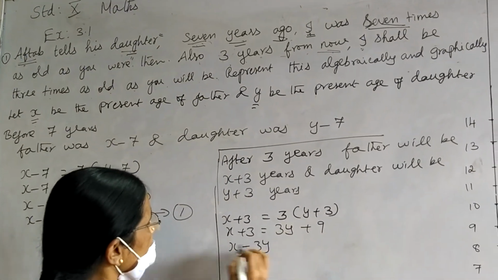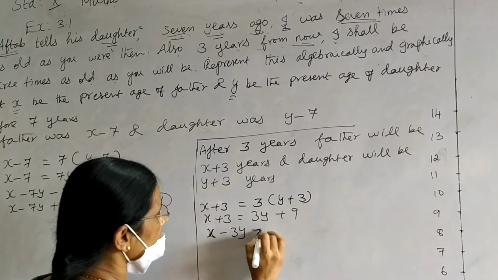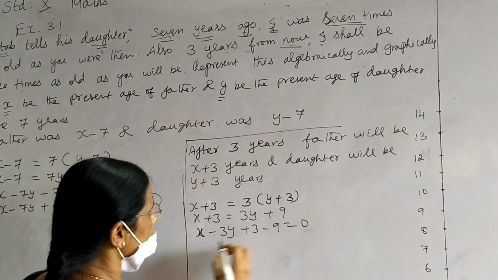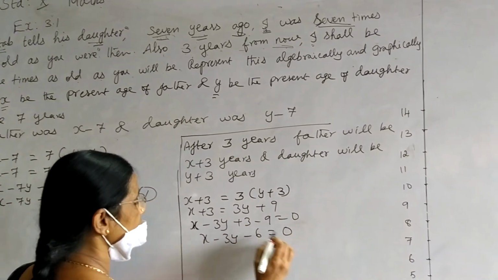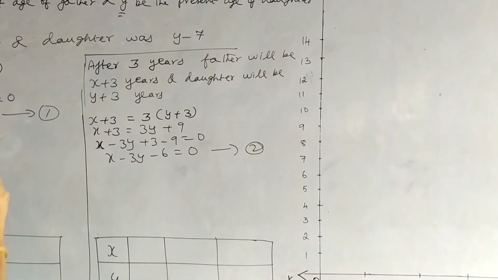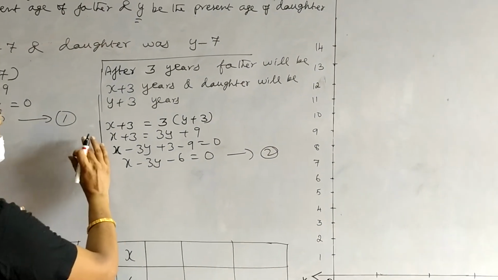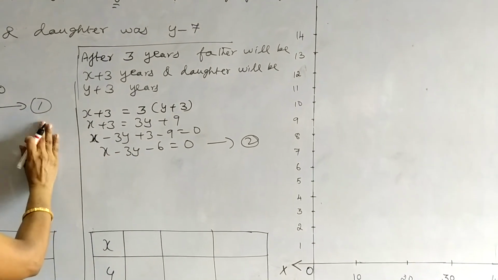x minus 3y, again we put it in the standard form, x in the first place, y in the second place, plus 3 minus 9 equal to 0, x minus 3y minus 6 equal to 0. This is the second equation. So we have expressed the given equations algebraically. Now we are going to draw the graph for these two.